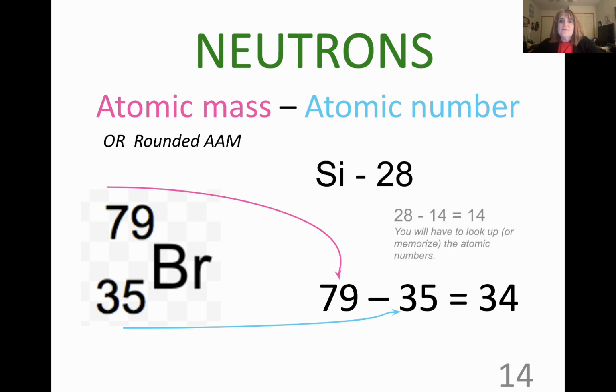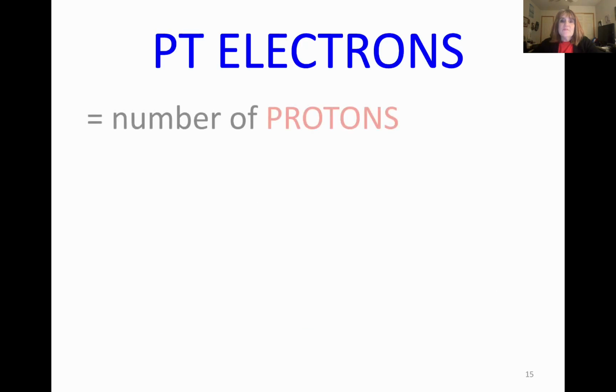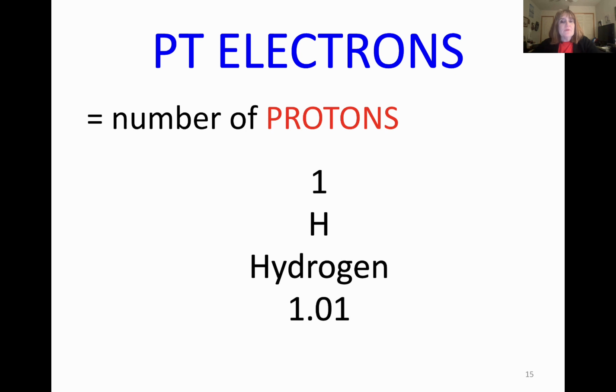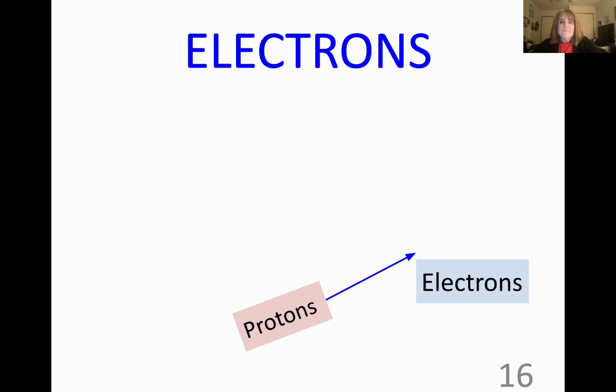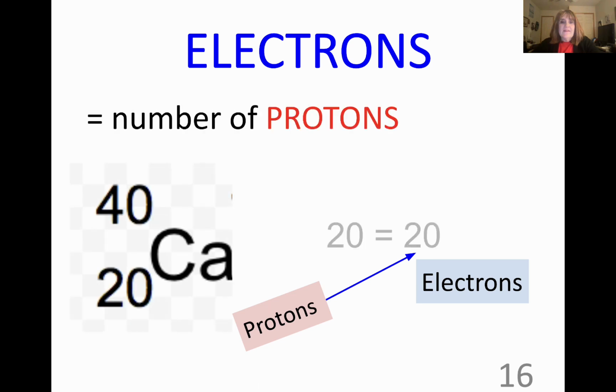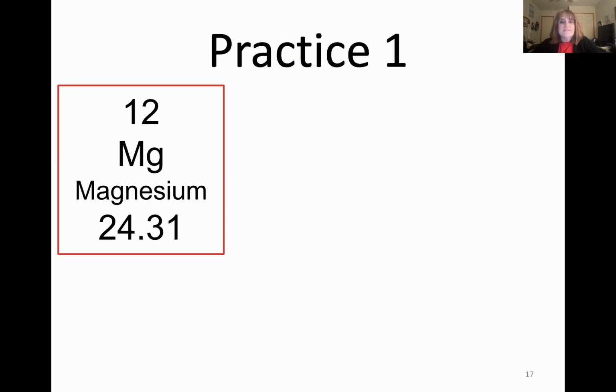For silicon, you remember you have to look that up. So that would be 14 neutrons because you're given in hyphen notation the atomic mass, 28, minus the atomic number of 14 to get 14 neutrons. The number of electrons, remember, is equal to the number of protons. So in periodic table notation, it will be the top number. In complete notation, it will be the bottom number because it equals the number of protons.